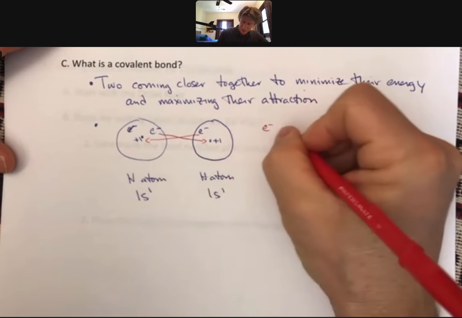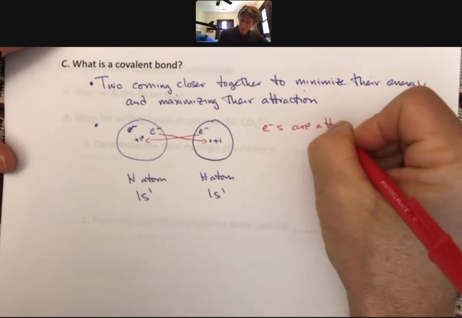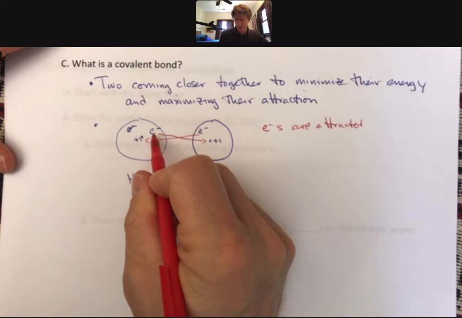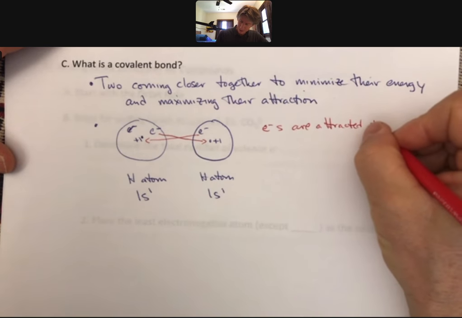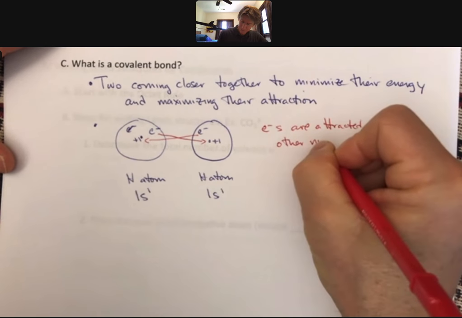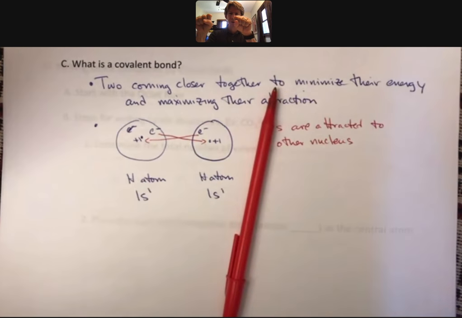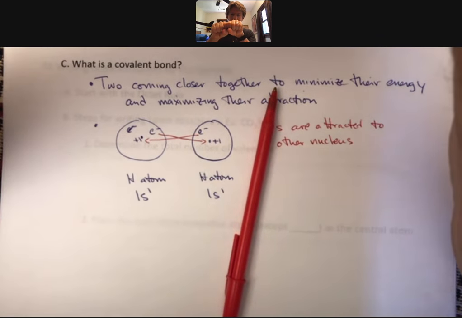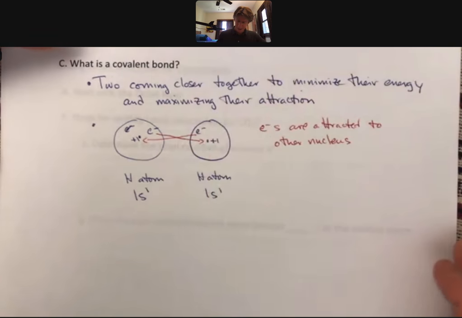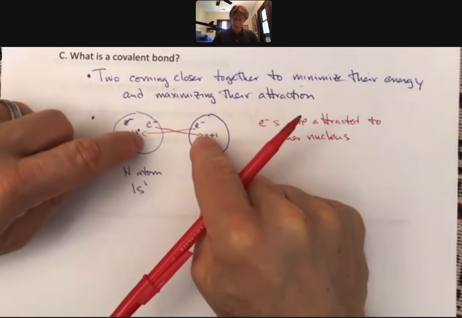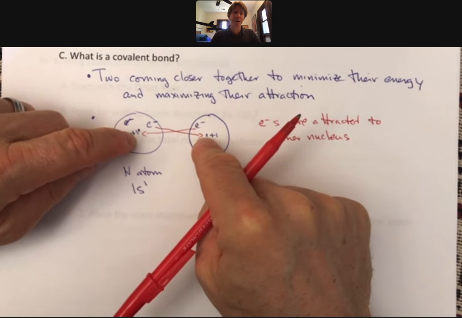So the electrons are attracted, well, they're attracted to their own nucleus as well. That's why they're part of this atom. But they're also attracted to the other nucleus. And so as you get closer and closer together, there's more attraction until the nuclei get so close that their repulsion starts to be the main thing going on. As we bring these two together, the electrons can feel the other nucleus more and more. That's why the energy is lower.